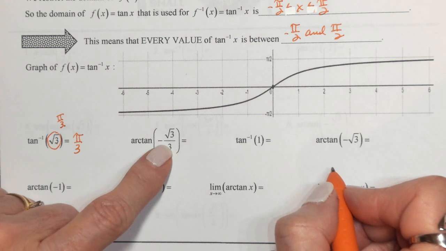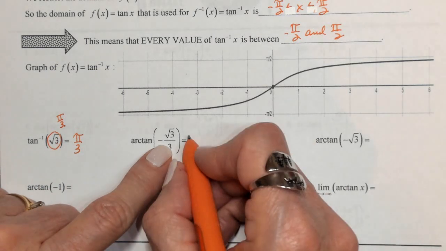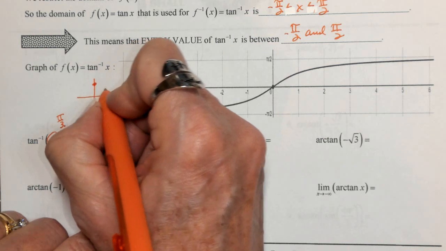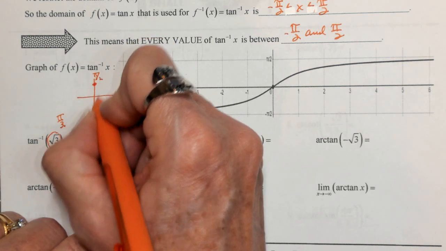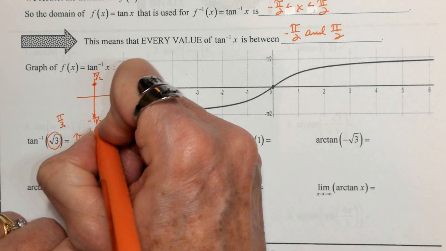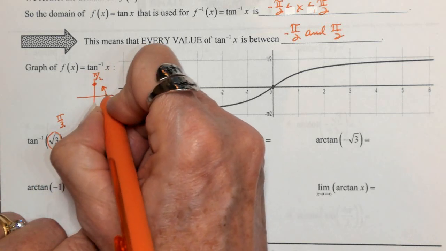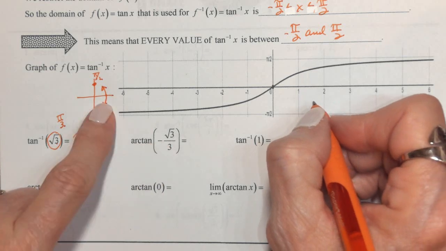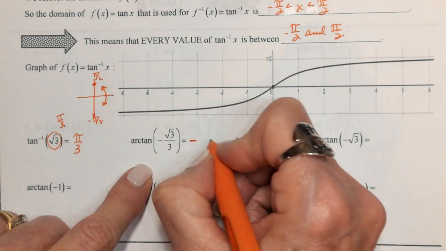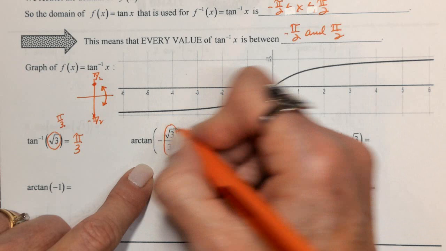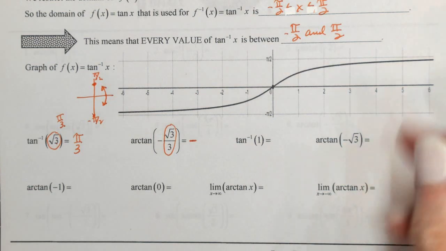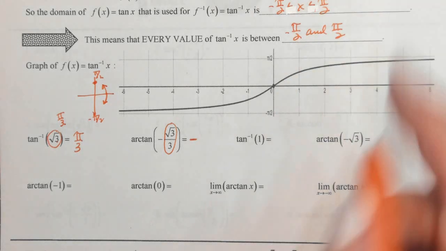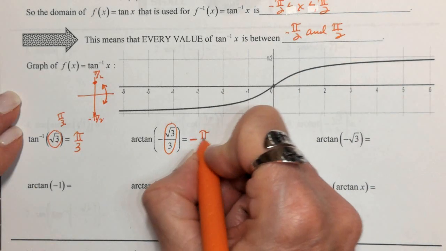What about arctan of a negative? For arctangent, everything is between pi over 2 and negative pi over 2. So it's either up here or down here. So if it's negative, just like arc sine, it's just going to be negative of whatever angle makes tangent square root 3 over 3. And we should know that that is pi over 6. So negative pi over 6.